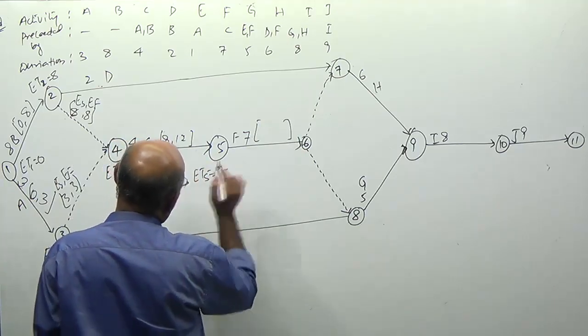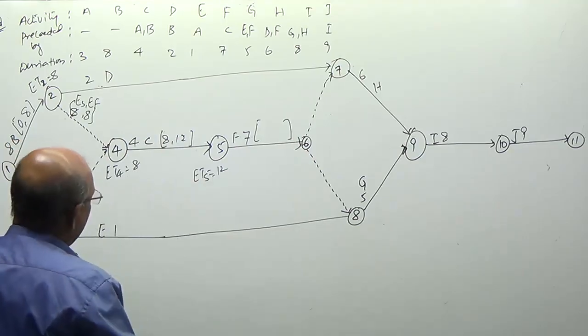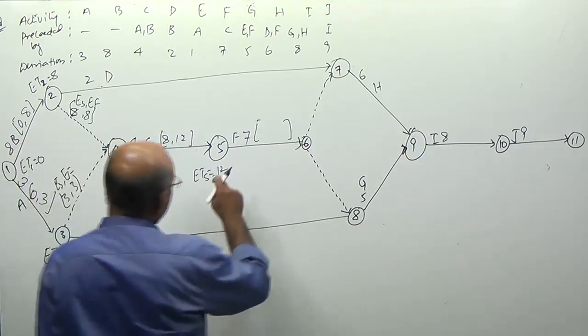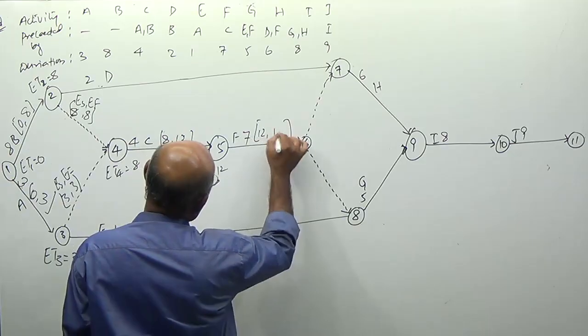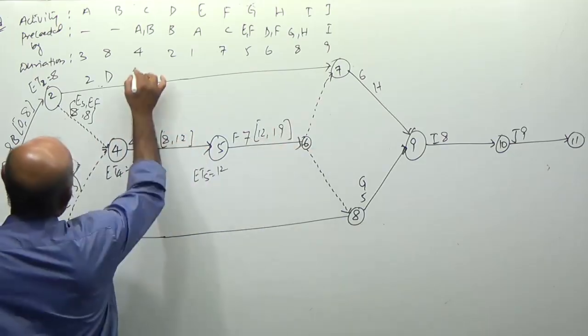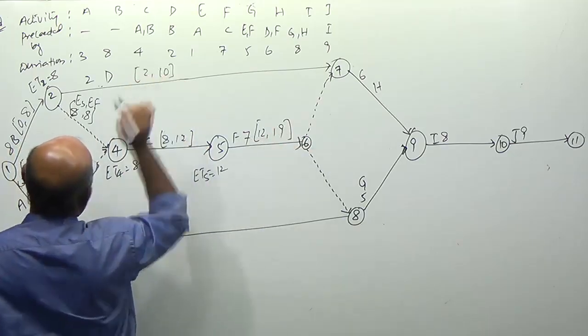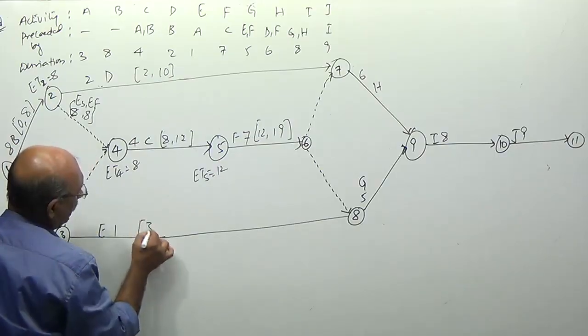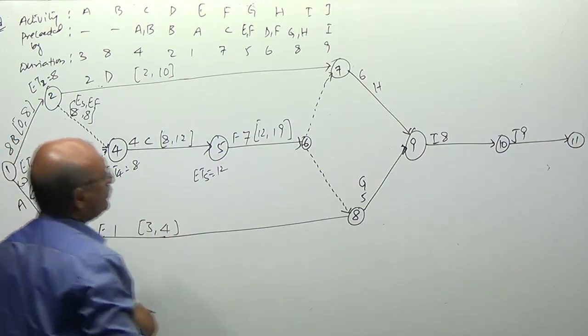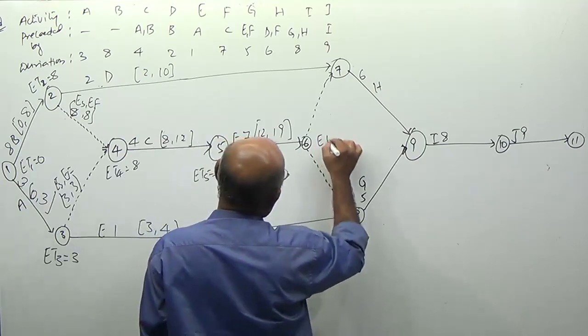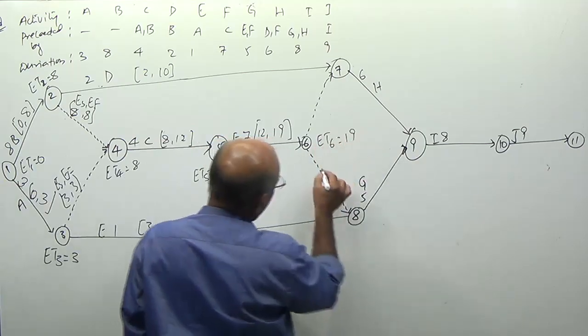Earliest timing of 5 is 12. 12 plus 7 is 19. This is 2 plus 8 is 10. Here 3 plus 1 is 4. It is earliest timing of 6 is equal to 19.